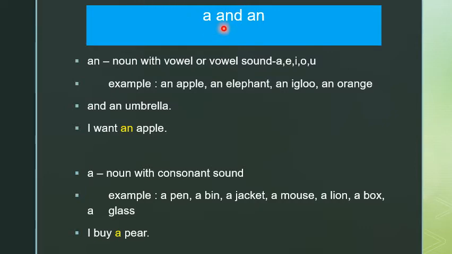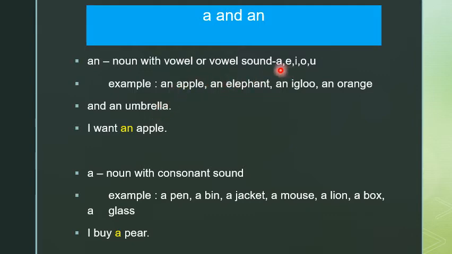Okay, for a and an, we start with an first. We use an with the noun with vowel or vowel sound. Okay, the noun that has the vowel sound at the beginning of the word: A, E, I, O, U. For example, an apple, an elephant, an igloo, an orange, and an umbrella. Please notice that all the nouns are in singular form.